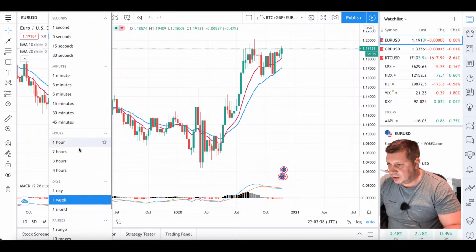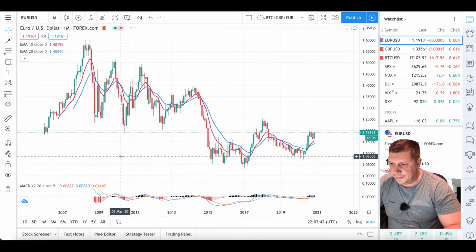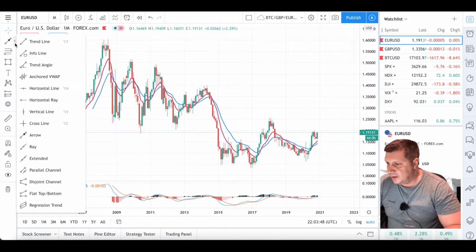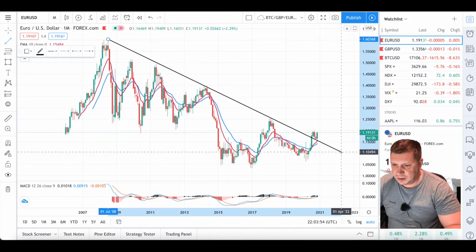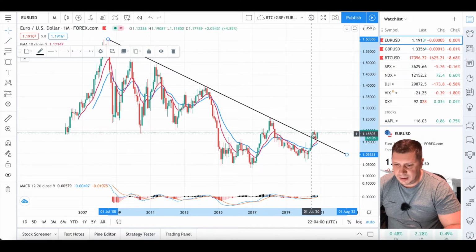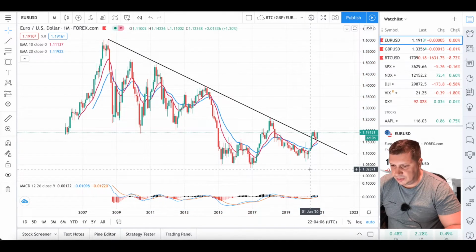So to start with this pair, let's go back to a monthly, and what we can see right now is that there is some trend line that goes all the way from the top here and goes all the way to the bottom right here. And right now on a monthly, we're breaking this line. That's the first thing that we need to know.